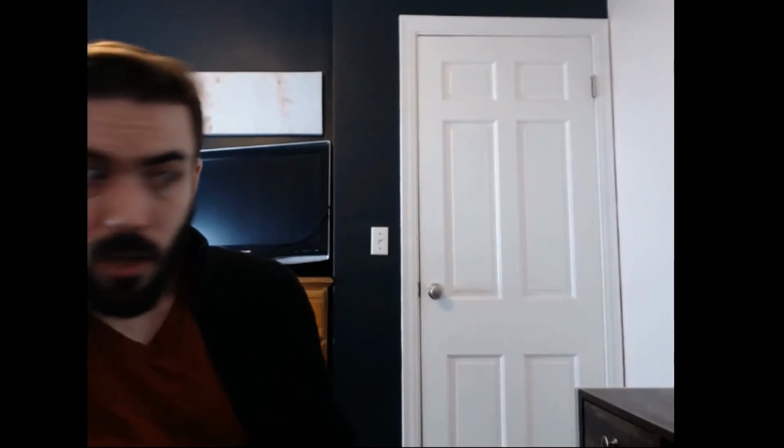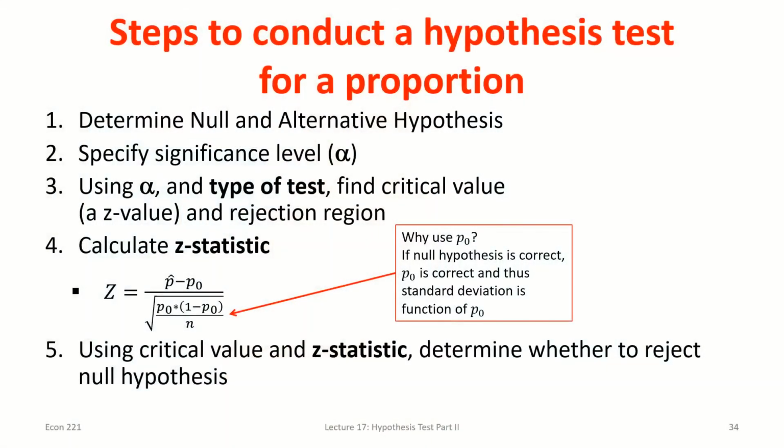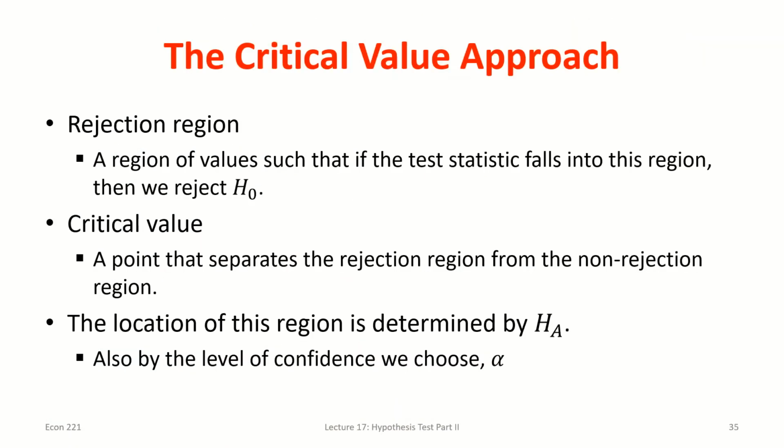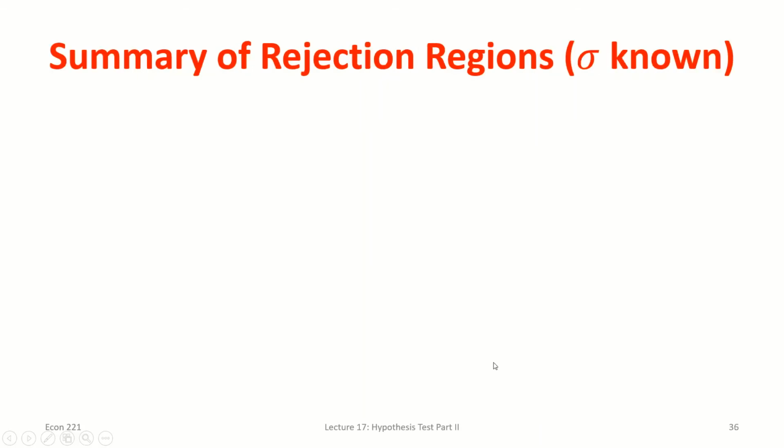So once we have that equation for our test statistic, now it's just a matter of determining how I assign this rejection region. How do I find my critical value? Well, the rejection region is a region where if I see a test statistic that falls in it, I reject the null. The critical value separates this rejection region from the non-rejection region. And this critical value is determined by what type of test I have and what level of confidence I want. Right?